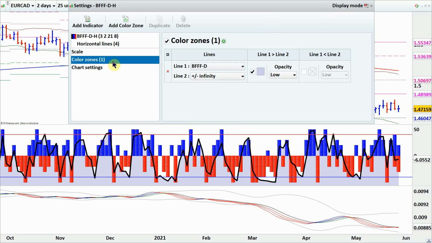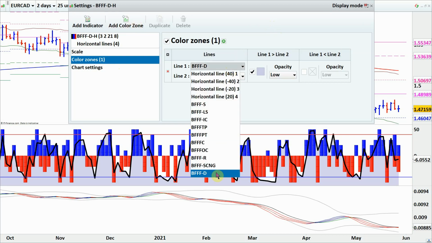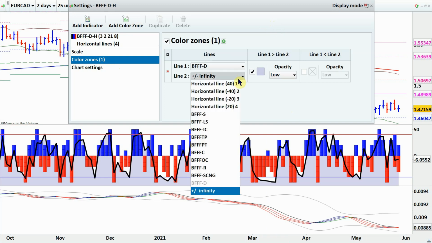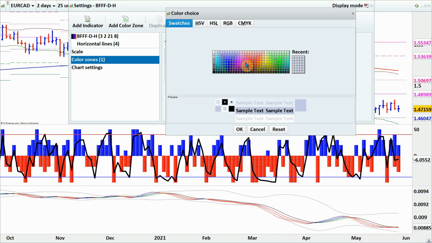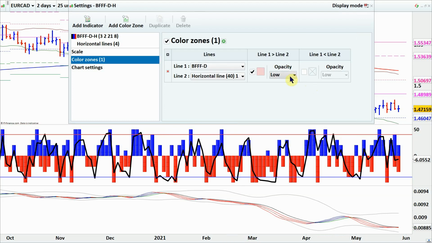So color zones, and then add color. Then select line 1 from this drop down as DIV, and the second one as 40. That means if this goes above 40, then make it red. So we'll make this color red, and then make it full.